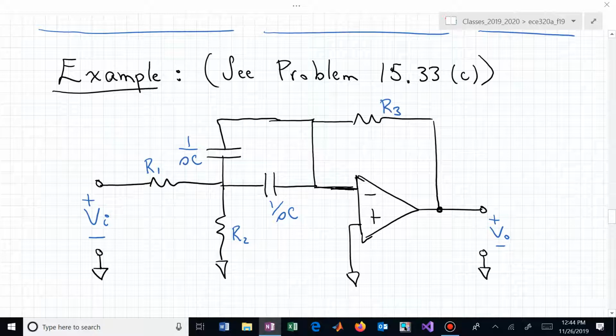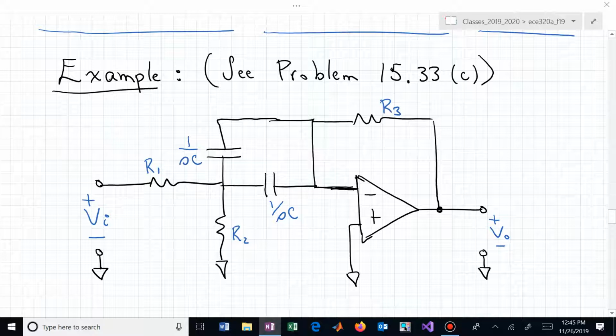How do we start approaching that problem? And let's not worry, now that I made a big deal about the power supply rails, let's just assume that those are sufficient to not have saturation in the operation of this circuit.